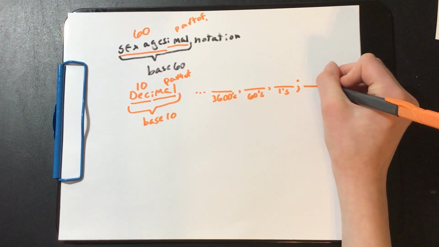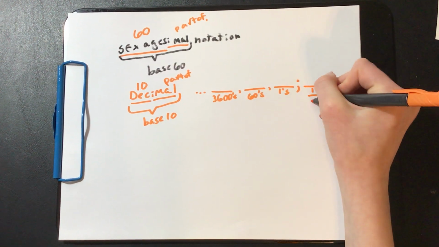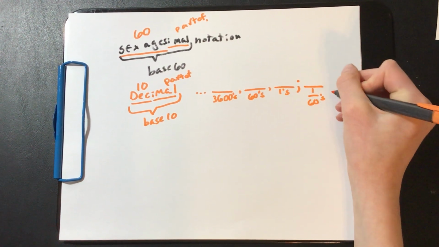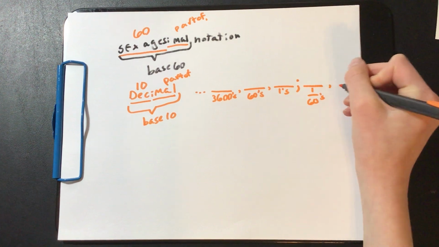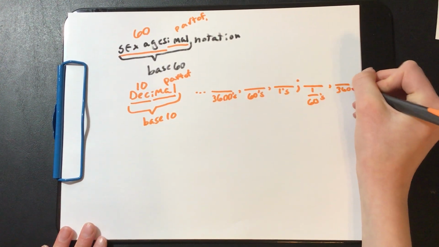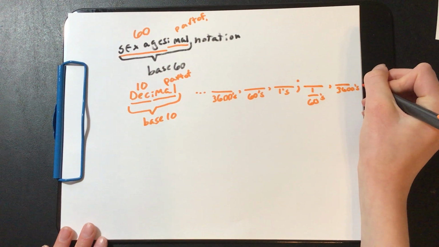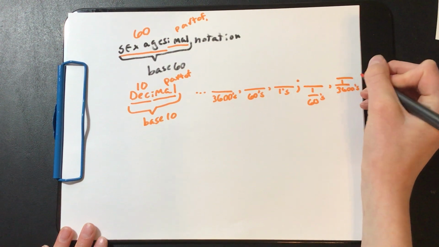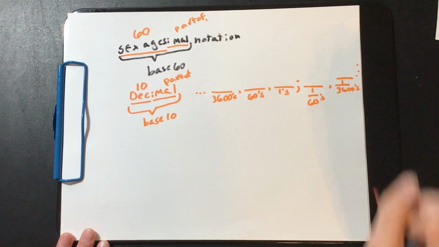Okay. So since we're not in base 10, we're going to use a different symbol. You have your 1/60s, and your 1/3600s. Hang on. You wrote 3600s, not 1 over 3600s. Okay. There. And then that continues on as well, but I'm out of room.